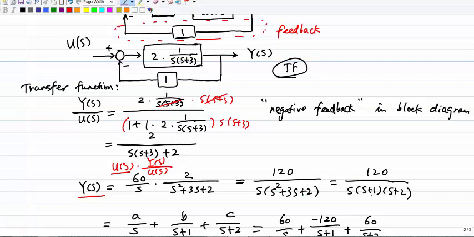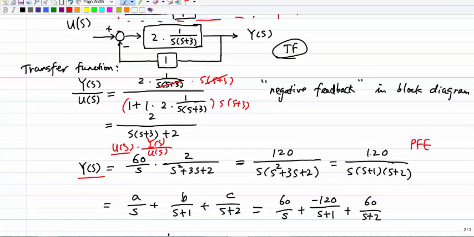So I can write this a little bit simpler, a little bit closer to the partial fraction expansion form, because for partial fraction expansion, I need to figure out the poles, right? So by writing it a little bit further, I have 120 divided by s times s plus 1 times s plus 2. That's what I have. So according to the partial fraction expansion, this can be written as a divided by s plus b divided by s plus 1 plus c divided by s plus 2.